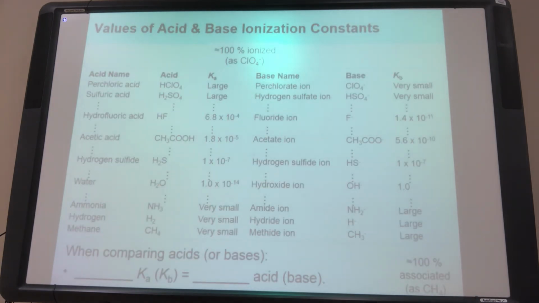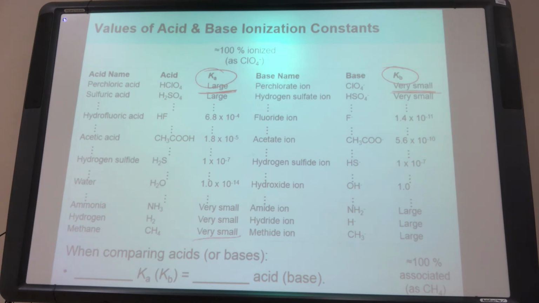So let's look at this. Here is a big table with a bunch of different Kas and Kbs. You've got Kas, you've got Kbs. Let's look. For this acid, it has a large Ka, but for its conjugate base, the Kb is really small.